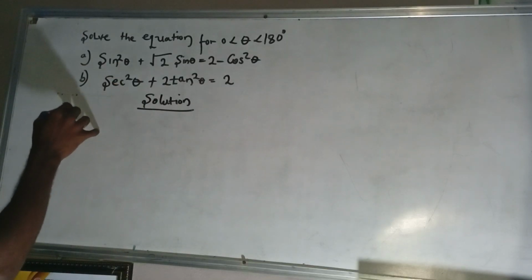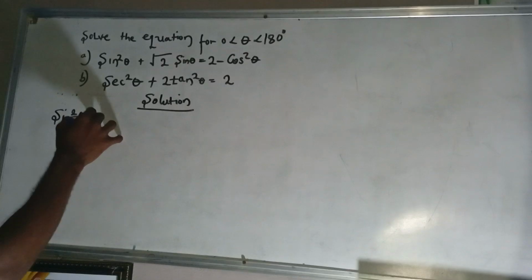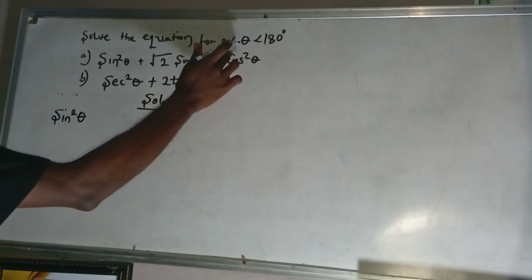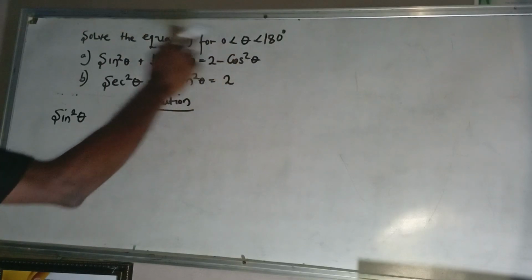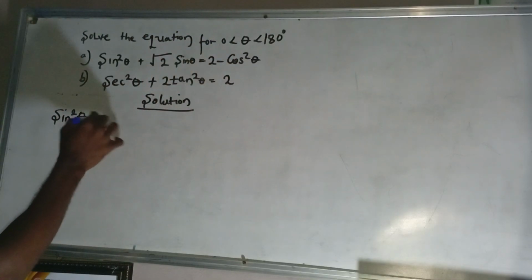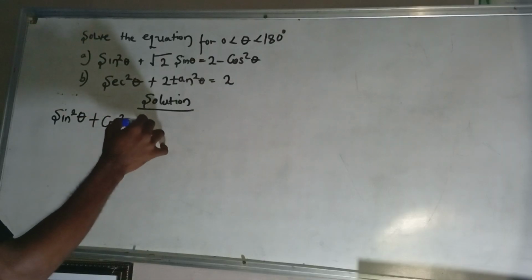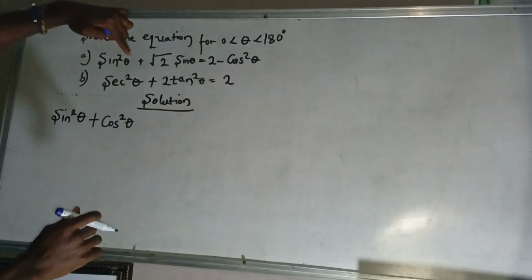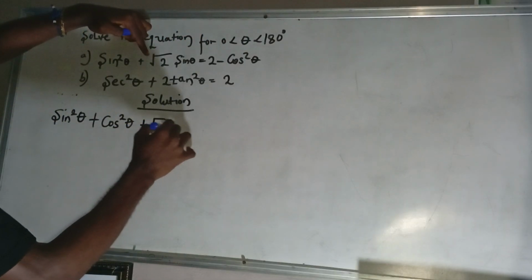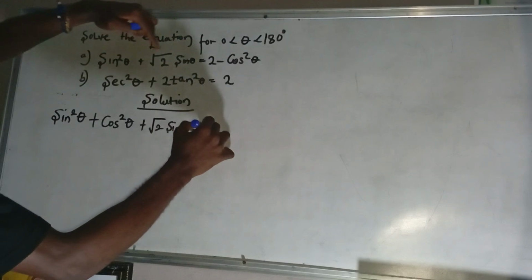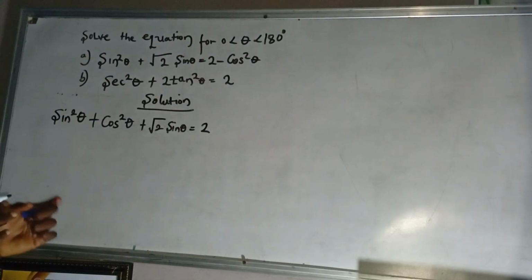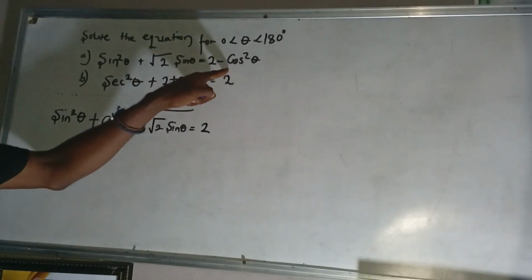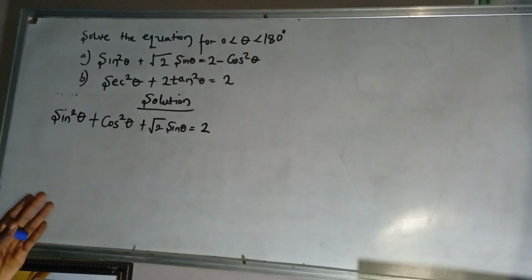Sine squared theta plus, okay, remember that this is negative. If I bring this negative cos theta to this side, it changes from negative to positive. That's plus cos squared theta is equal to, okay, I bring this to this side. This one is still remaining, plus square root of 2 sine theta is equal to 2. What I just did, the only change, is taking this to this side, and it changes from negative to positive. That is just the change that I made.